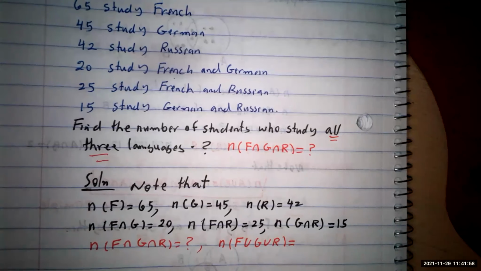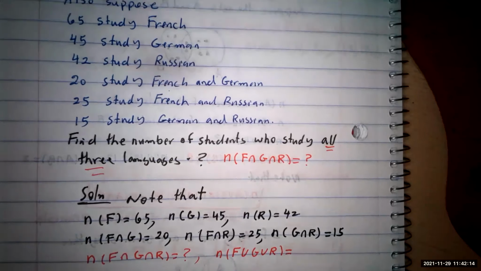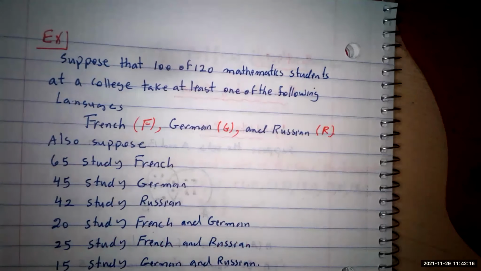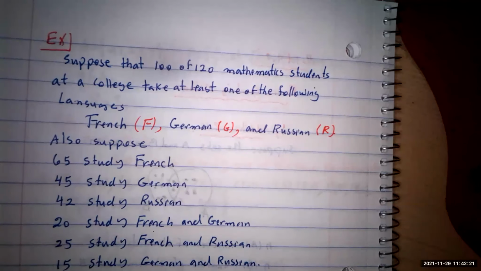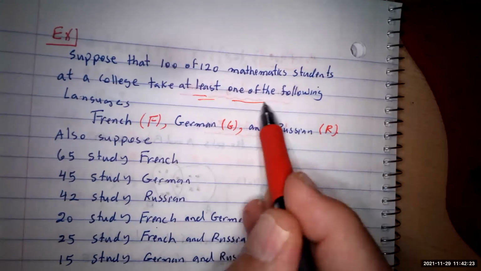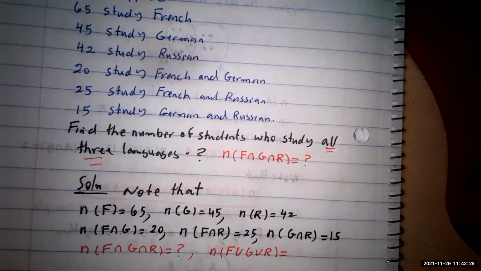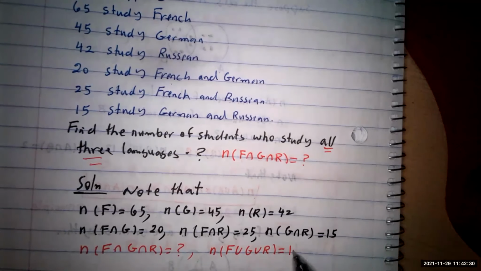So the union means you want to find the number of the students who take at least one of these courses. Okay, so this basically means all the members of the class. So look at this one. Suppose 100 out of 120 math students are taking at least one of these courses. At least one of these courses means they are going to be in the class. So this would be 100.